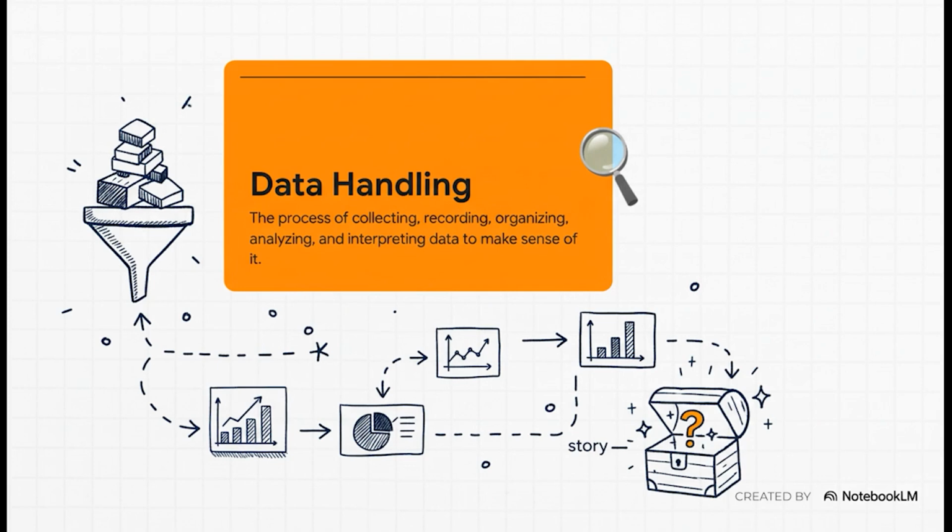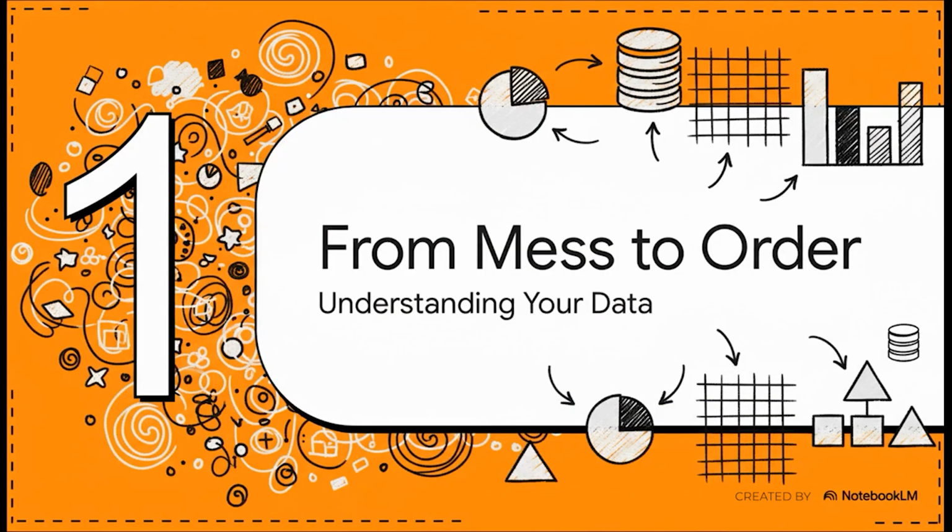And the secret tool we're going to use is called data handling. Okay, think of it like this. You're a master chef. First, you gather all your ingredients. Then, you arrange them neatly so you know what you have. And then you can cook something amazing. Data handling is just like that. It helps us find the hidden story inside all those numbers. So, our first mission as data detectives is to take that big mess of numbers and bring some order to it. Let's see exactly how that's done.